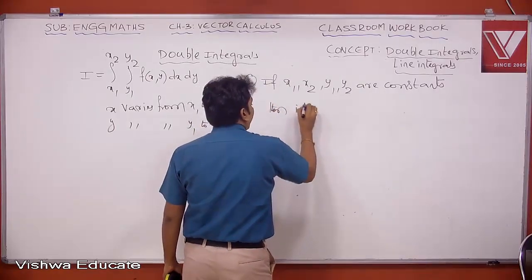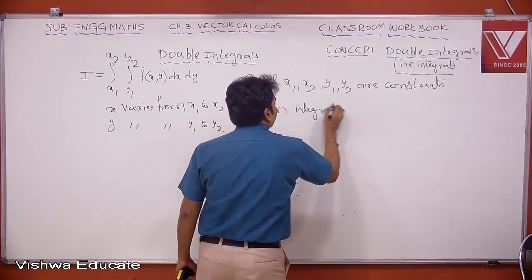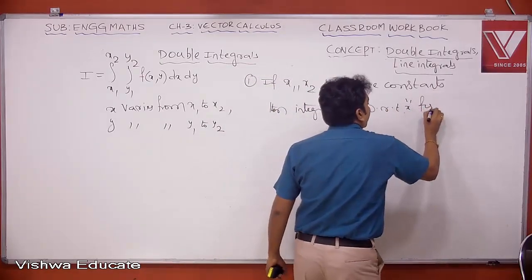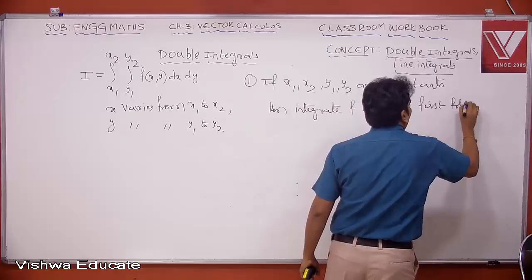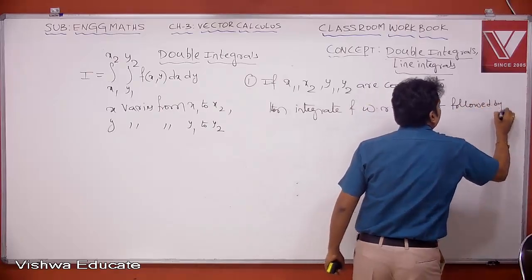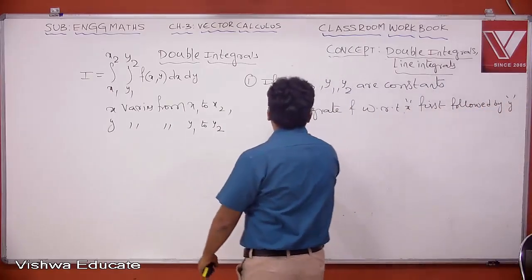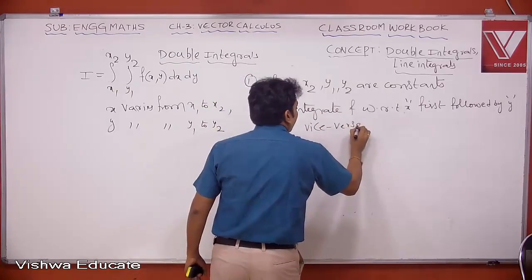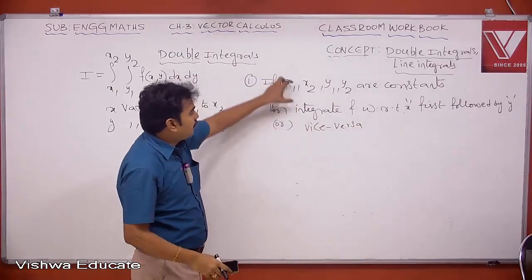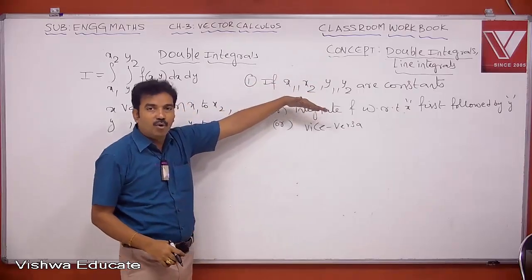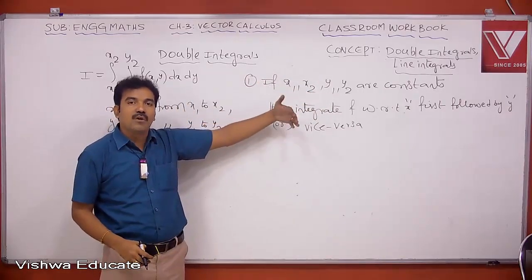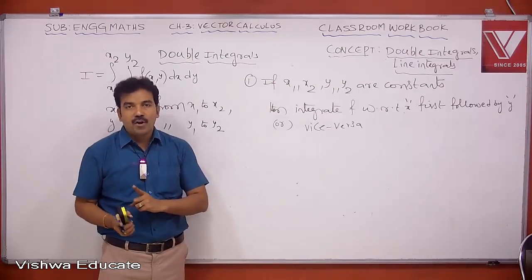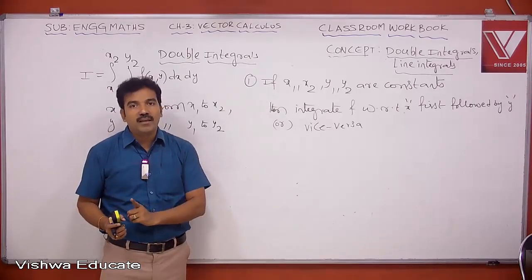Then integrate f with respect to x first, followed by y, or vice versa. Vice versa means you can change the order of integration. So if all the limits are constants, then no matter with respect to which variable you are doing integration, you can do integration with respect to x first followed by y, or with respect to y first followed by x.